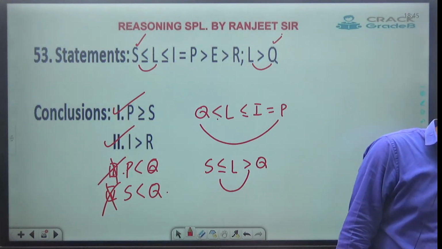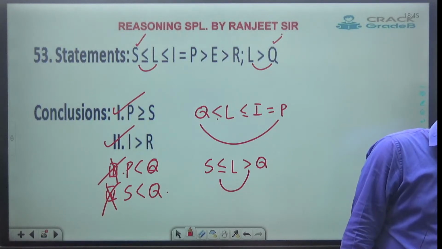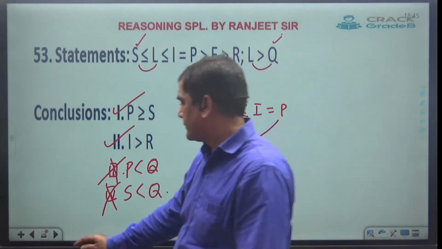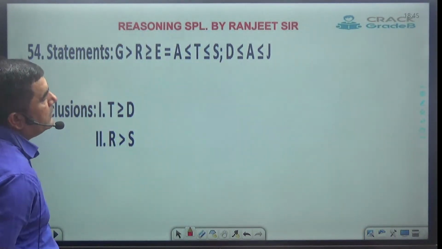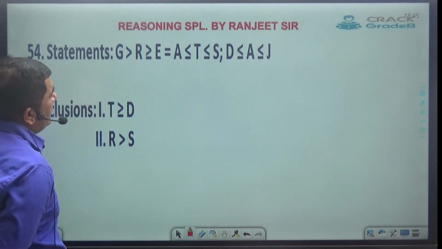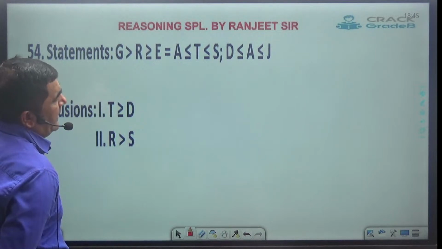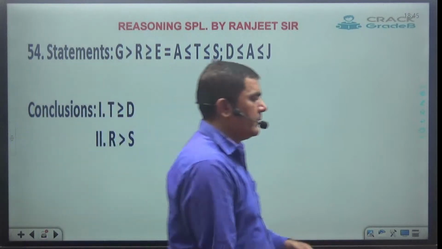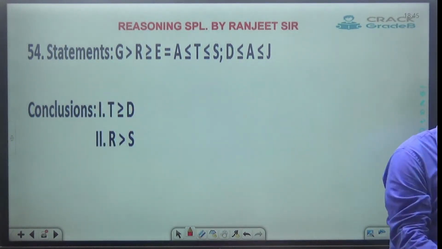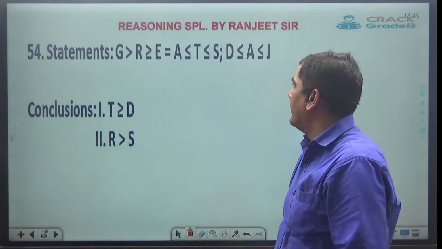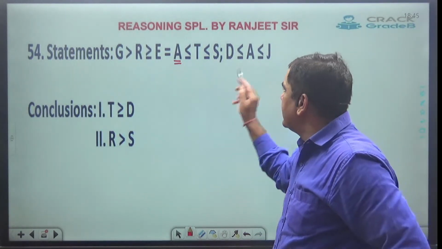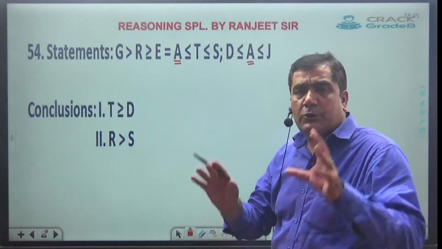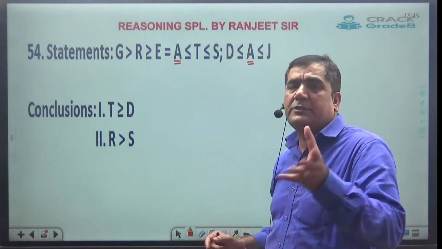Clear? Okay, let's go for the next one. Two statements they have given. In the first one, G R E A T S, and second one, D A J. Now here in first and second, which is common? So I can say A is common. And just see, A comes in the middle of both of them. Please don't combine. Take only those which are required to get the answer.